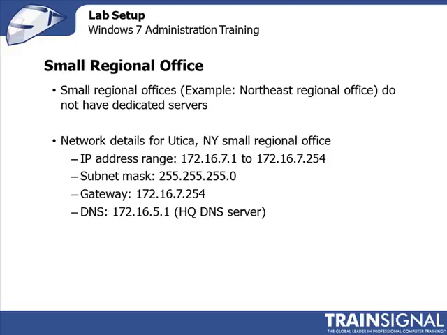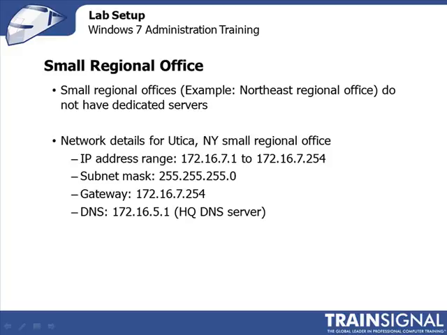The network details for the Utica, New York Small Regional Office that's used for this scenario are as follows. It's the same IP address range, except there's a 7 now instead of a 5 or a 6, making 172.16.7.1 through 172.16.7.254 the IP address range for the Utica, New York office.